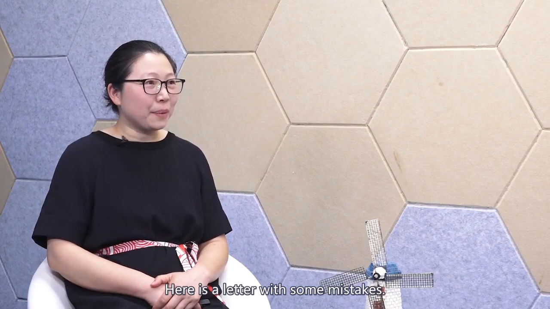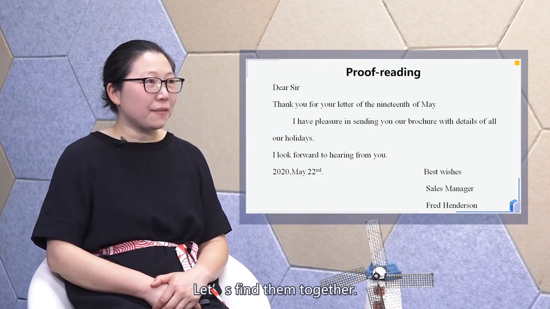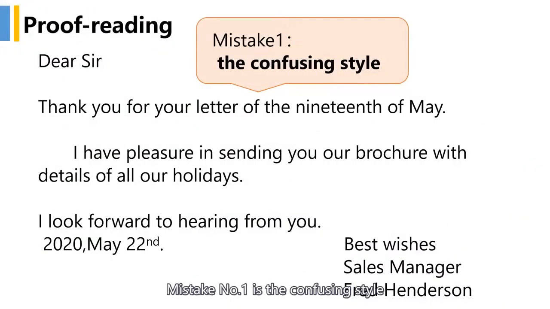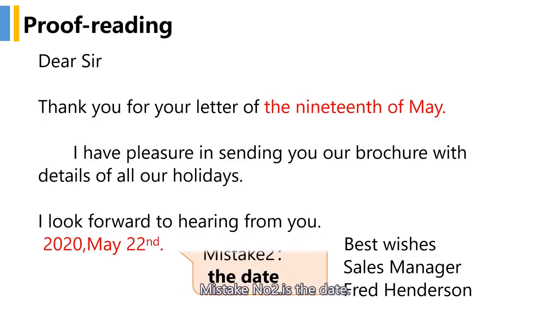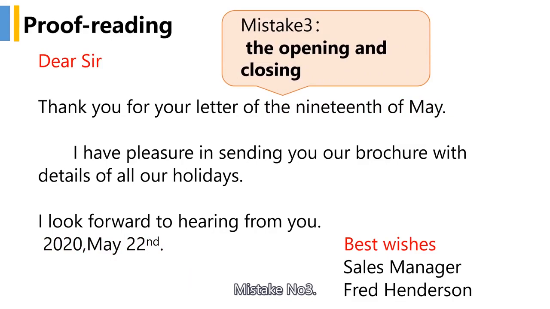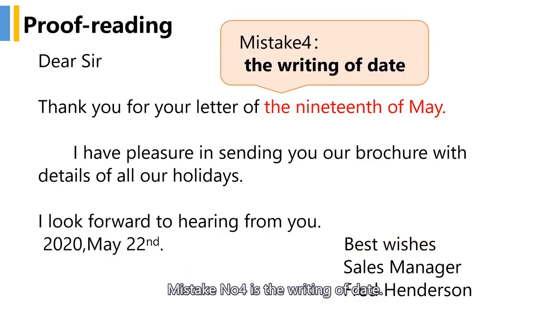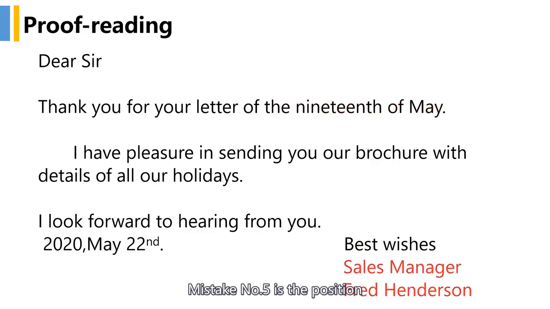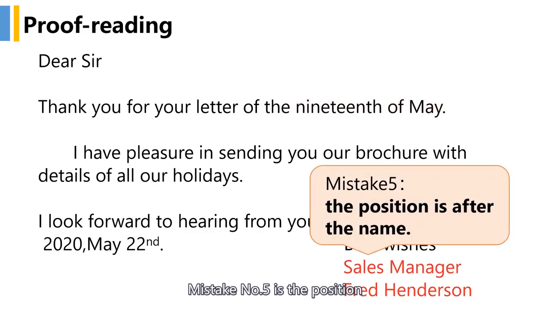Here is a letter with some mistakes. Let's find them together. The first mistake is the confusing style. We can choose the block style. The second mistake is the date. And the third mistake is the opening and closing. The fourth mistake is the writing of date. And the fifth mistake is the position, which should be after the name.